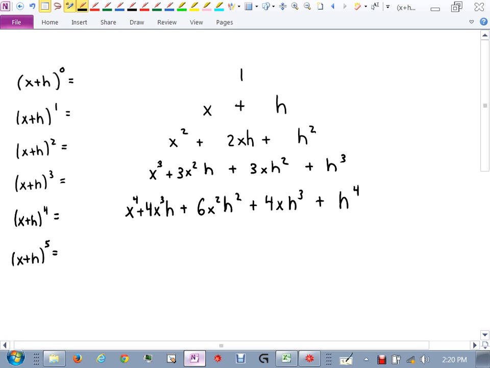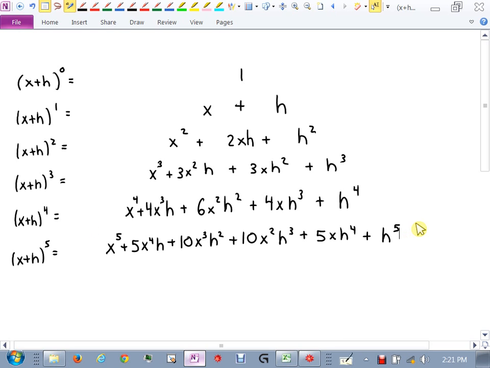So to the 5th power, I start with x to the 5th, right? Plus 5 x to the 4th h plus 10 x cubed h squared plus 10 x squared h cubed plus 5xh to the 4th plus h to the 5th. I'm going to explain the pattern, but I just want to make sure you see.